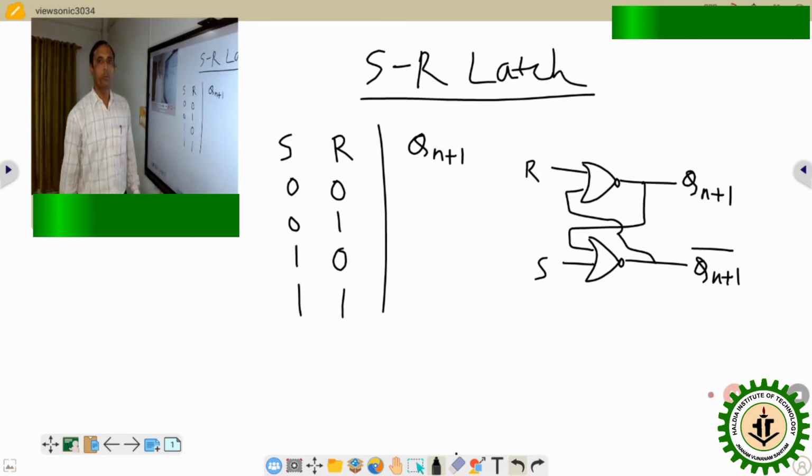So with two inputs, the total combination of inputs is 4, 2 to the power 2 is 4. First one is 00, second one is 01, third one is 10, and fourth one is 11. Now whenever we put 00, then the output will be unchanged, or it is called hold.